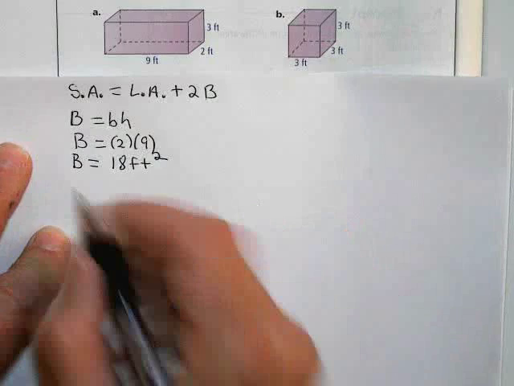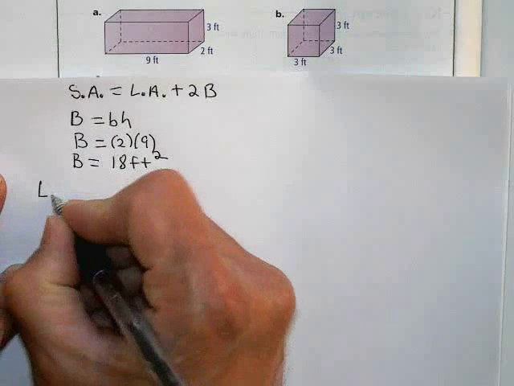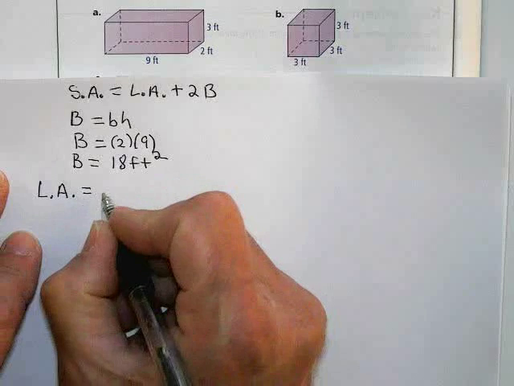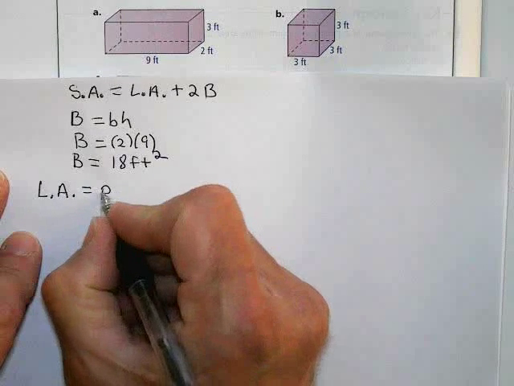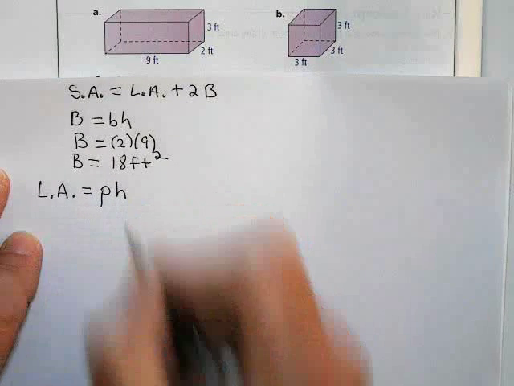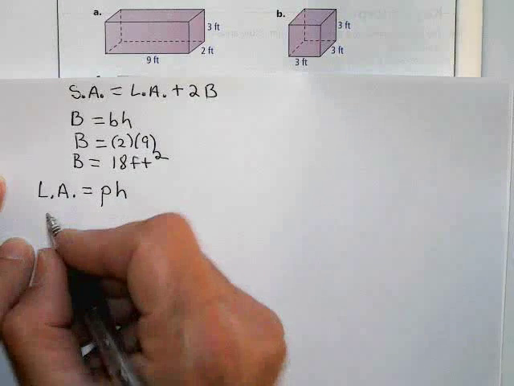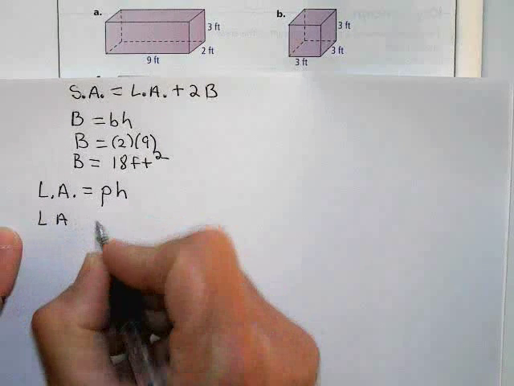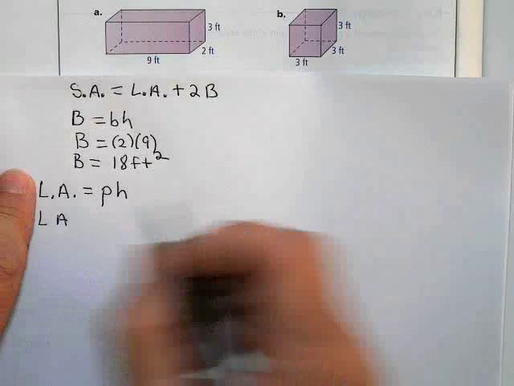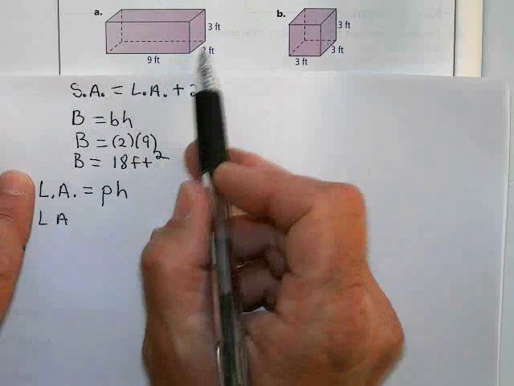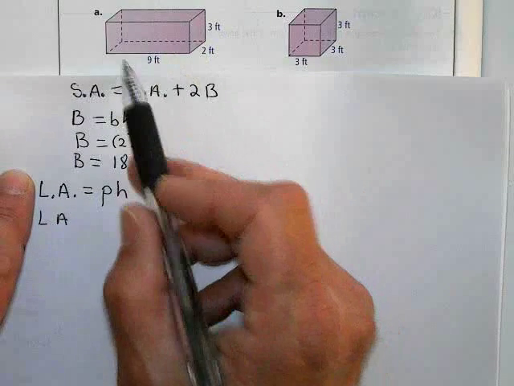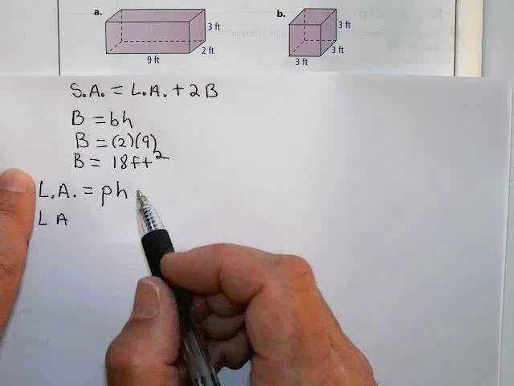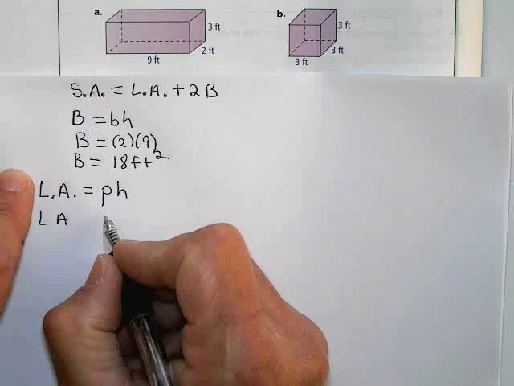So let me write that out for you. Lateral area equals the perimeter times the height. Okay? So the perimeter of this, I'm going to multiply it by its height. So let's figure out what the perimeter is. I have 9 by 2 by 9 by 2. So that would be 9 plus 9 is 18, plus 2 is 20, plus 2 more is 22. So I'm going to multiply 22.